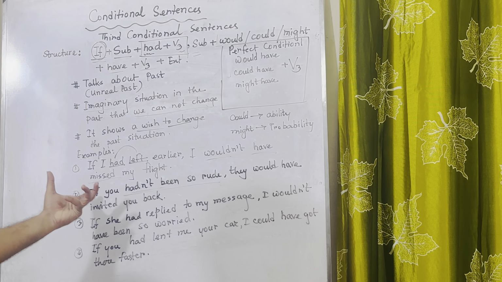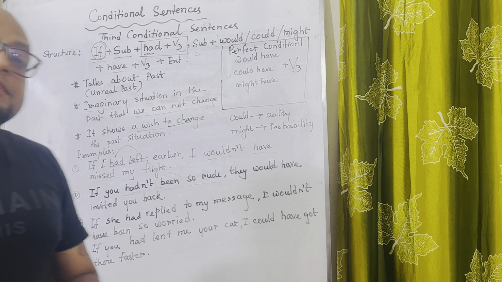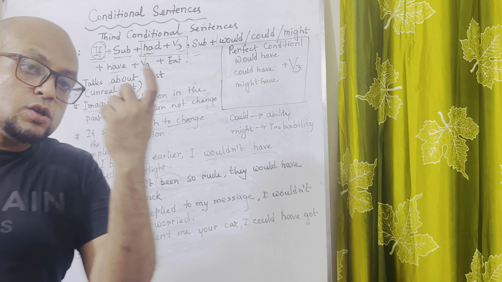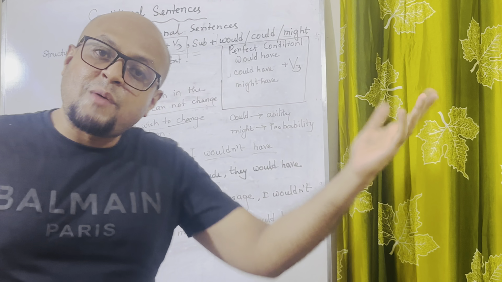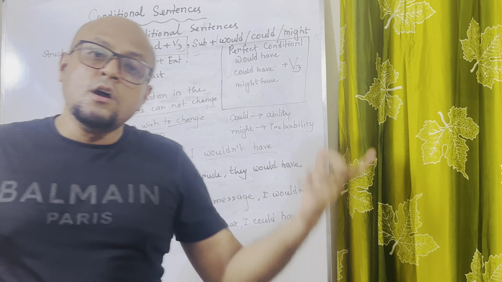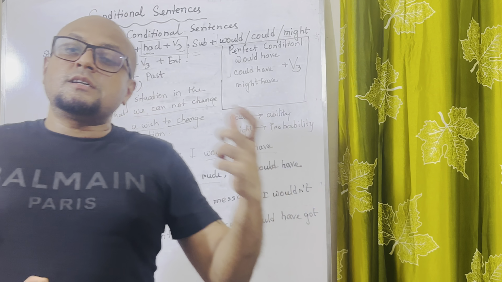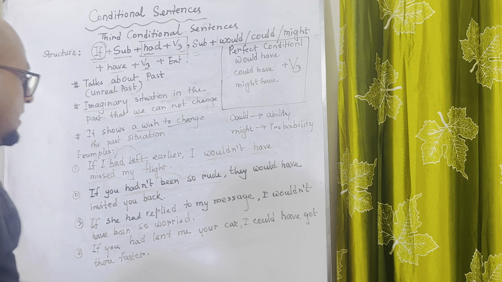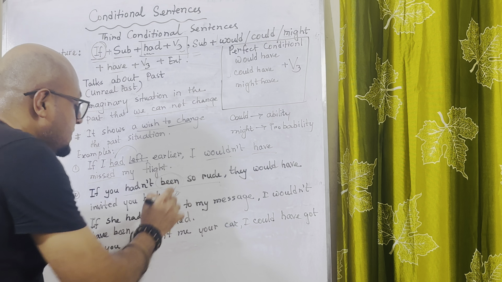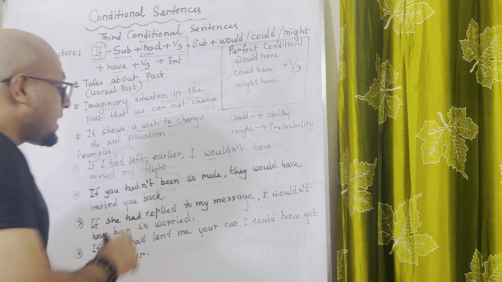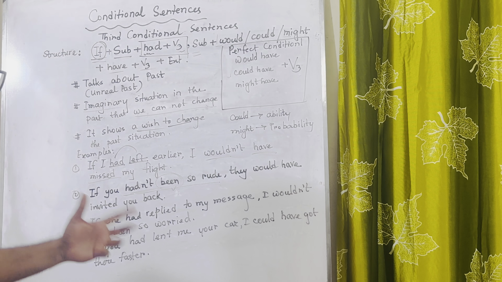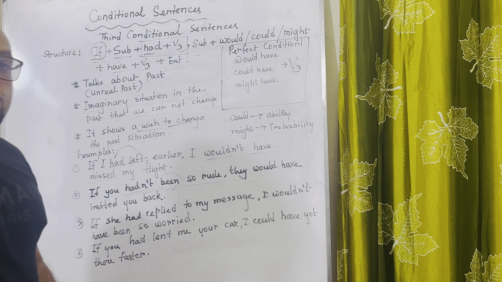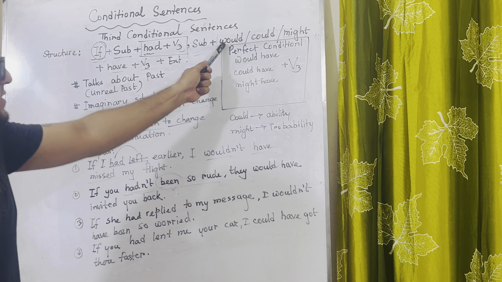So here the verb is had not been. We all know that been is the past participle form of the to be verb. We use am, is in present tense, was in past tense, be as the base form, but for the V3 form, or the past participle form, it is been. So here the V3 is been, because it is followed by had. Okay, if you had not been so rude, they would have invited you back. Would have invited. So it goes like the structure.